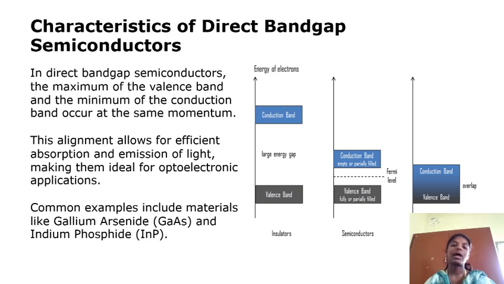Characteristics of direct bandgap semiconductors. In direct bandgap semiconductors, the maximum of the valence band and the minimum of the conduction band occur at the same momentum. This alignment allows for efficient absorption and emission of light, making them ideal for optoelectronic applications. Common examples include materials like gallium arsenide and indium phosphide.